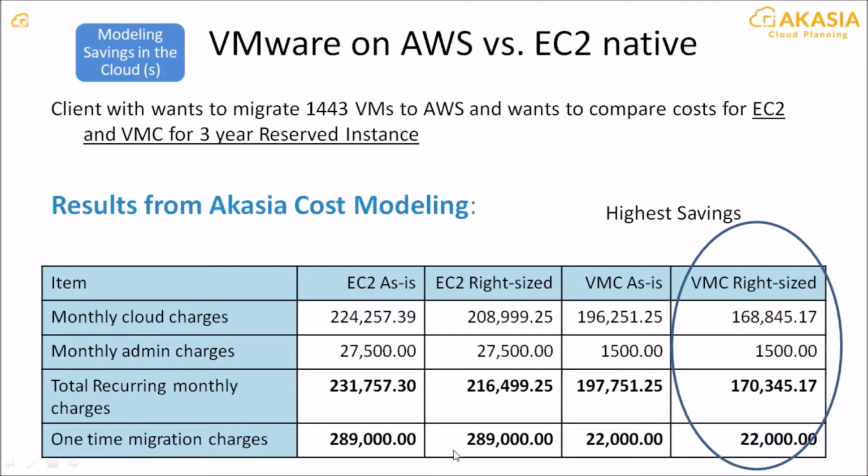The other area they saved a great deal was in their one-time migration. And this is because if you are refactoring from an on-prem VMware to EC2, there's quite a bit of rewriting of applications, et cetera, that goes on. So your one-time migration costs are quite expensive. Versus if you're doing a lift and shift of your VMware environment, then your changes that you need to make to the infrastructure are minimal. And so your migration costs were a lot lower. In this instance, the difference was quite a bit, from $289,000 to $22,000. So this is another great option for saving if you have an on-prem VMware environment.